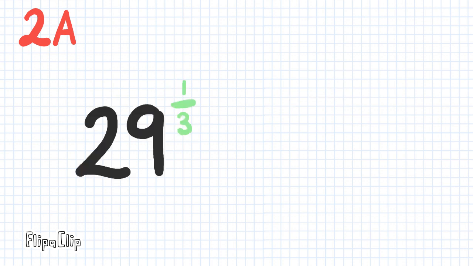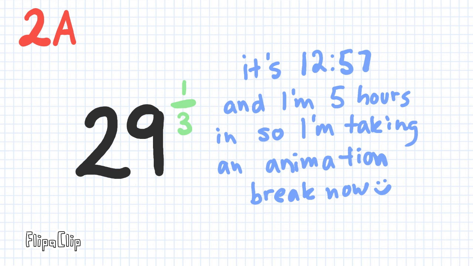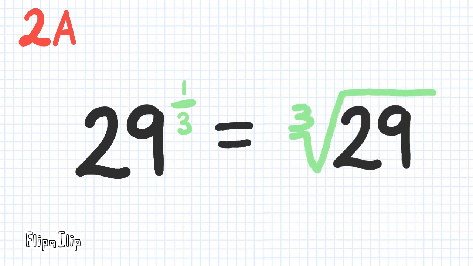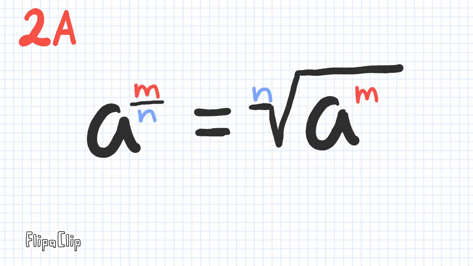Exponents can also be fractions. Fractional exponents are the same as the nth root of the base. For example, 29 to the power of 1 over 3 is the same as the cube root of 29. A general statement for this is a to the power of m over n means the nth root of a to the power of m.